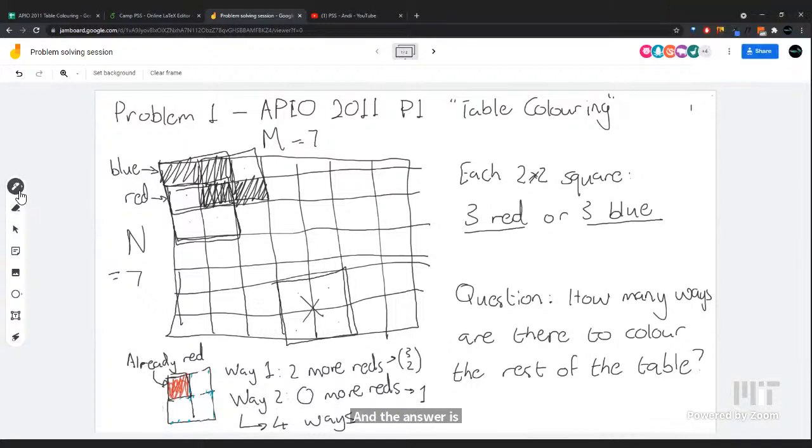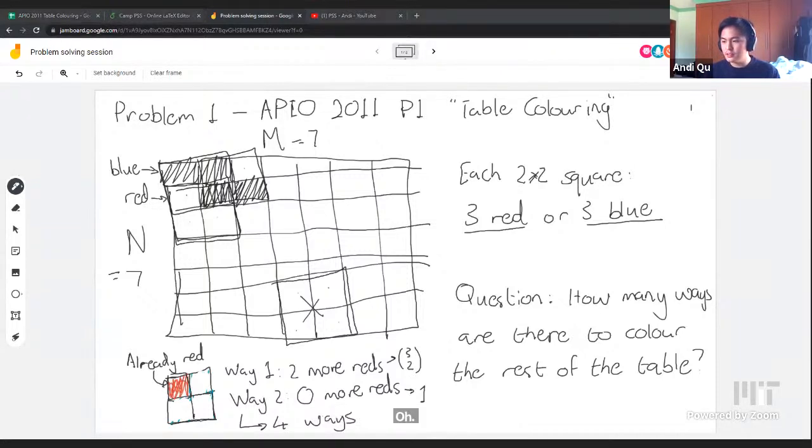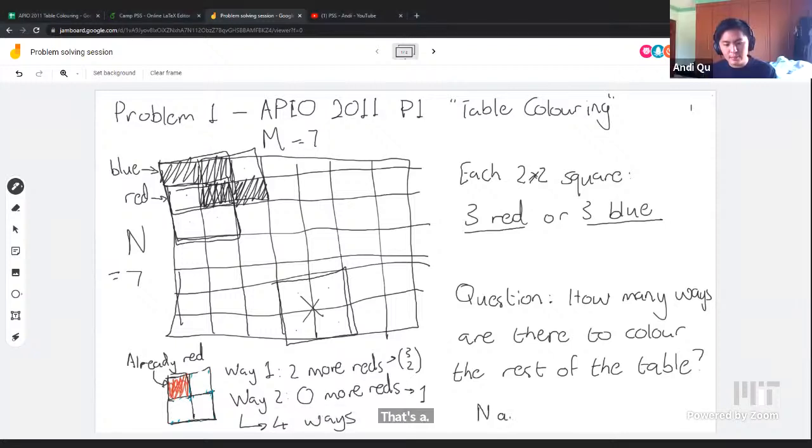Okay, so what are we supposed to do? Are we supposed to find a general answer or an algorithm? You find an algorithm. Oh, okay. N and M are just as big as you want them to be. It doesn't matter. So let's say N and M are arbitrarily large.